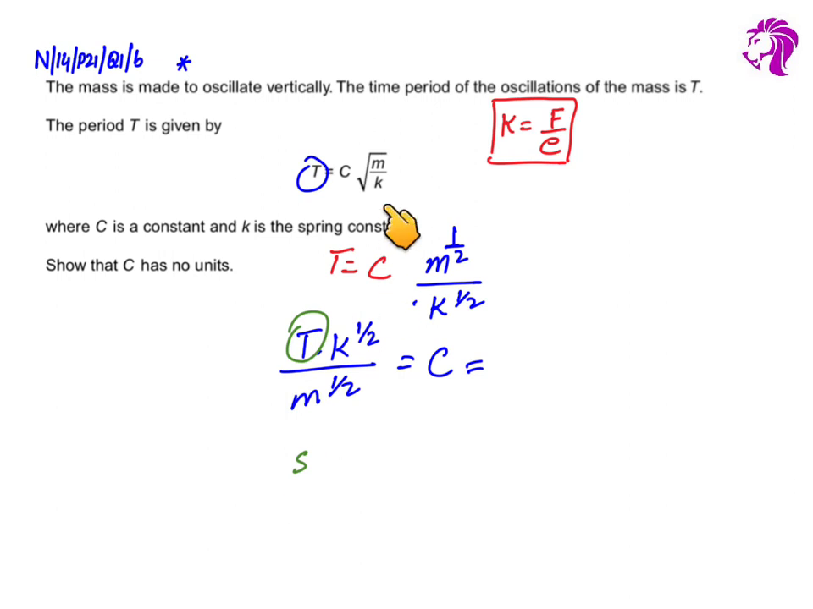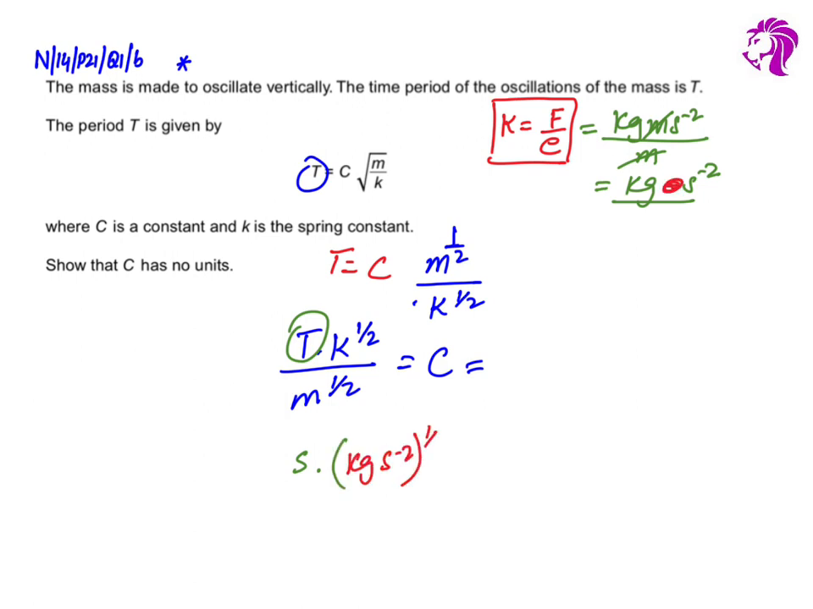Then k power half. K is the spring constant, and we need to find its unit. The formula for spring constant is F over e. I'll simplify that: F is kg m s^-2 and e is m, so m gets cancelled. That means the unit of spring constant k is kg s^-2. This m shouldn't be there, just remove this m. Yes, all right, so that's the unit of spring constant.